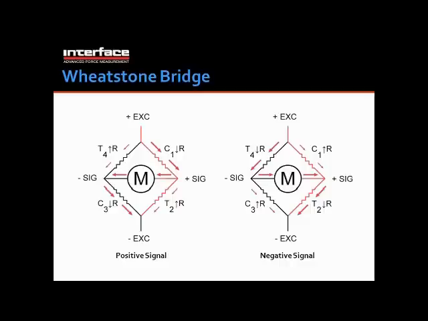And because it's flowing from the positive side to the negative side of the bridge, we have a positive signal coming out of the load cell. On the other hand, when we apply a compressive load, most of the current is going across the meter here from the negative side to the positive side of the bridge, and therefore we get a negative signal coming out of the load cell.